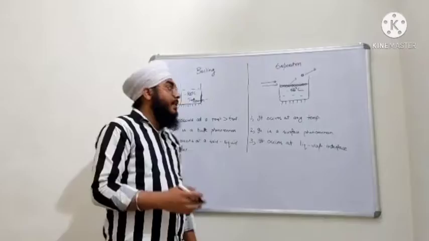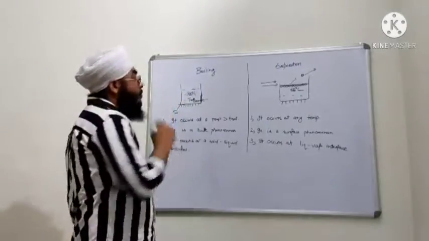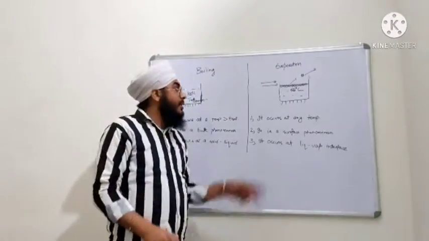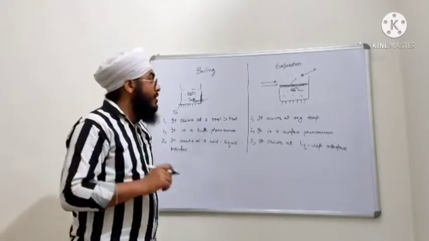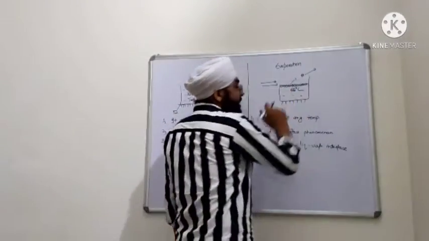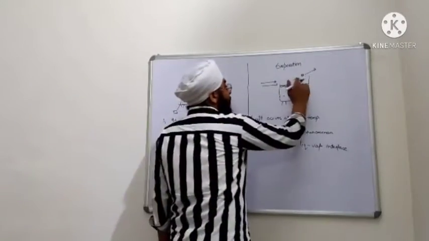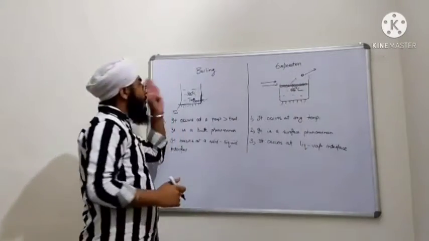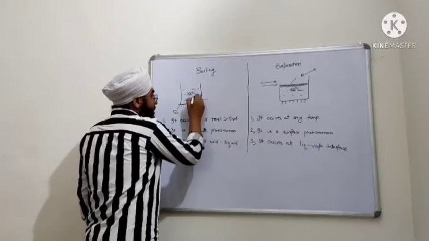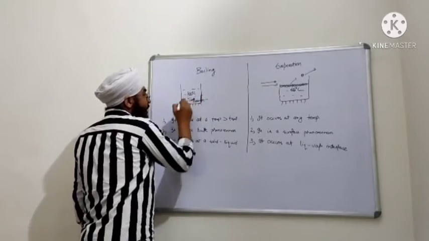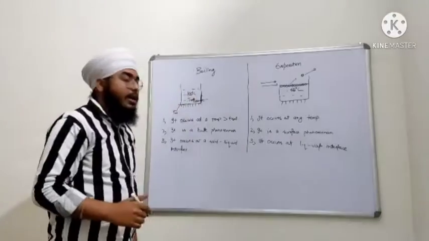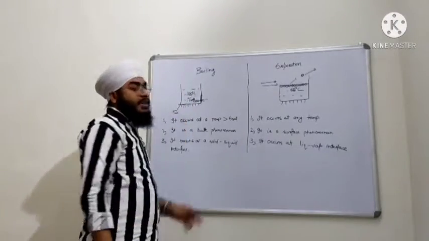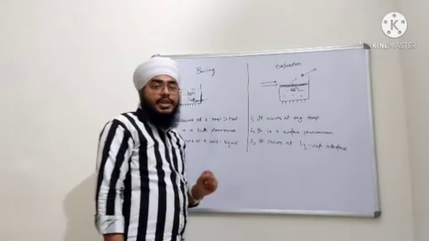Now the fourth difference will be bubble formation. In boiling, we will see bubble formation, but in evaporation, there is no bubble formation. And what is the reason for that? Because the particles which are getting evaporated, they are getting evaporated from the surface. But in boiling, the particles which are within the layers of the liquid evaporate in itself, and then the boiling occurs. So there is bubble formation in boiling, but there is no bubble formation in evaporation.